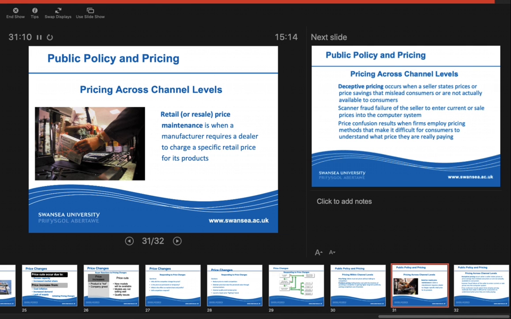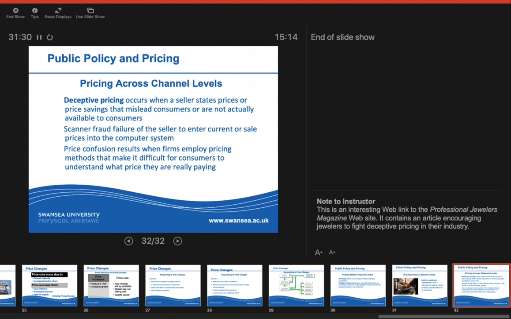Resale price maintenance is where again we're looking at RRP. We as a producer tell our retailers to use a specific price so that the market is not damaged in any way. Deceptive pricing occurs when a seller states prices or price savings that mislead customers. So this is something that again you shouldn't do. It causes confusion, and it ultimately ends up in a lack of trust from the customer's perspective.